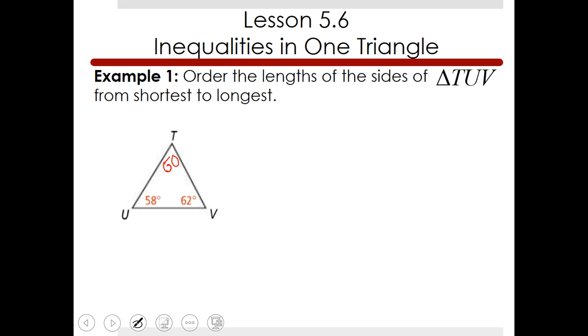Now 58 is the smallest. It's asking for shortest to longest, so smallest to largest. So TV is the shortest side. Then 60, so UV. And then the longest is 62, and the side across 62 is TU.